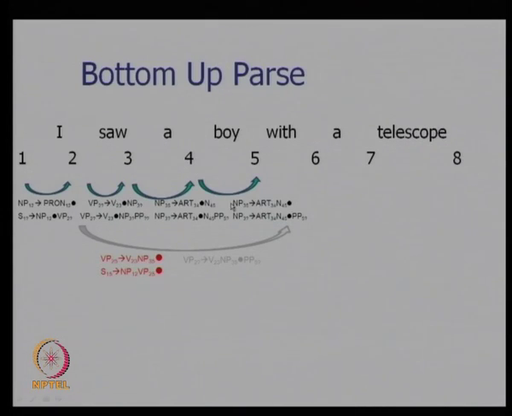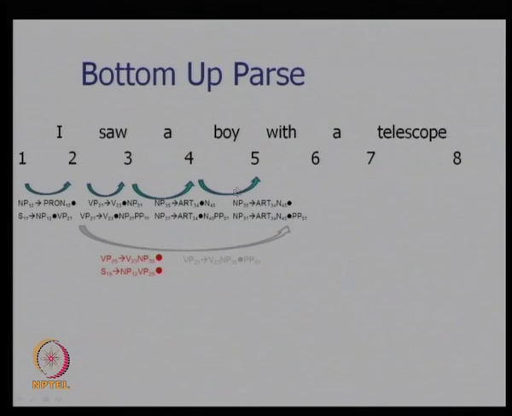Now, what we see is that since we have found a noun phrase with article and noun, we can complete this verb phrase here. Okay. So, that is why the noun phrase, the dot moves over this noun phrase and a noun phrase has been found between 3 and 5.